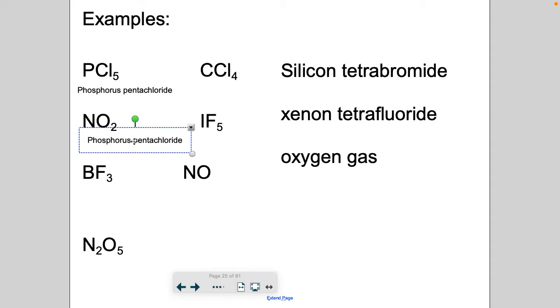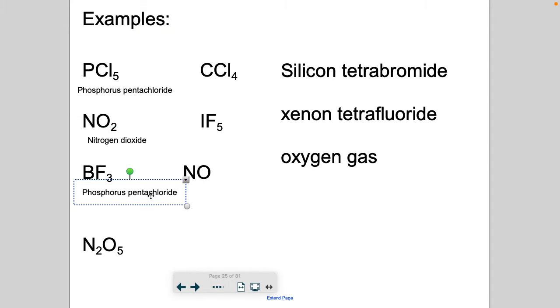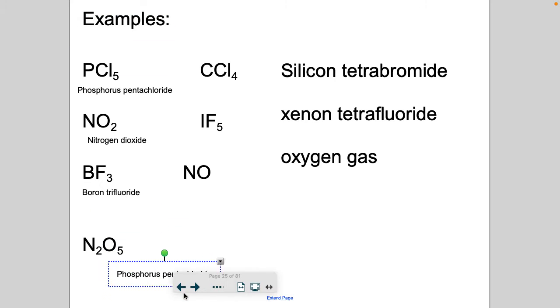All right, this one. We've done this one, but we'll do it again. NO2. There's just 1 nitrogen, so nitrogen, 2 oxygens, dioxide. All right, BF3. B is boron. It's just 1, so I'm just going to say boron. Trifluoride. N2O5. I think we saw this one, but there's 2 nitrogens, so we need a prefix. Nitrogen pentoxide.